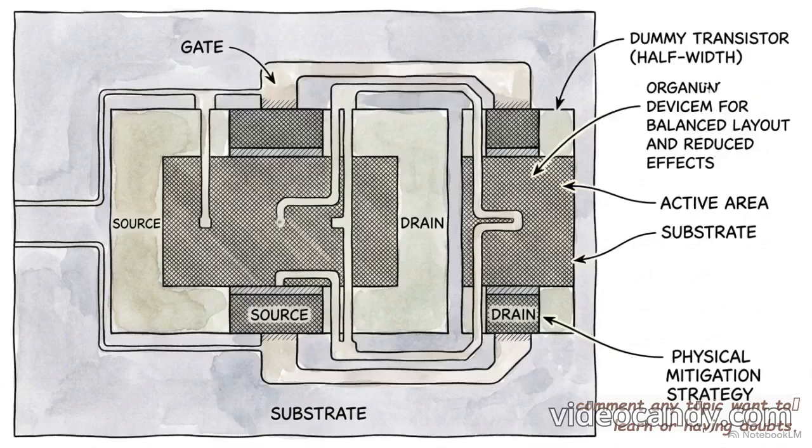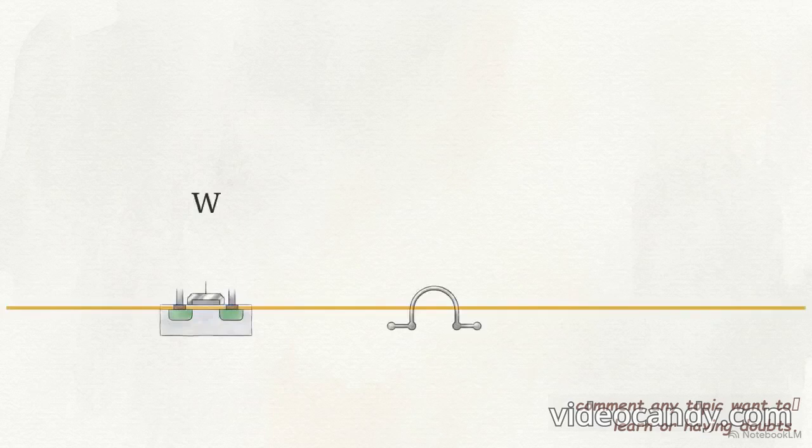The elegant equations of the ideal amplifier break down immediately on real silicon. To make this work, we have to physically trick the transistor into mitigating its own parasitic charge injection.